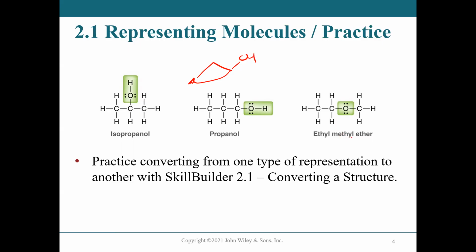Here, this is ethyl methyl ether. You have your ether group right here, and the ether group is represented by ROR. And you can see that we have an R group, which is this methyl group, and the other R group is this ethyl group.